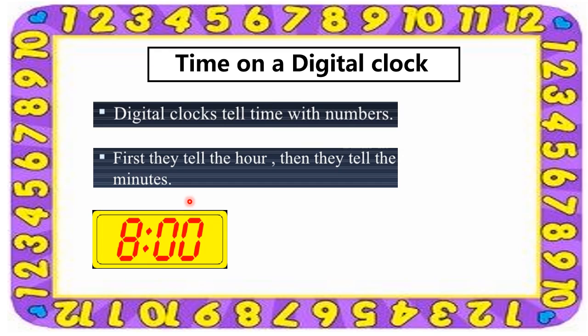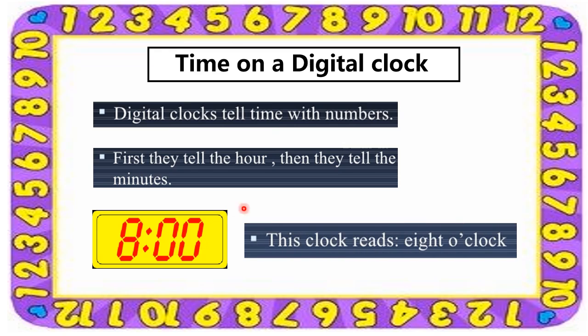Like you can see here, we have an example. Here we have 8, then 00. So how can we read this time? We can say this clock reads 8 o'clock. 8 hours and 0 minutes. So that means 8 o'clock. What is the time here on this digital clock? 8 o'clock.